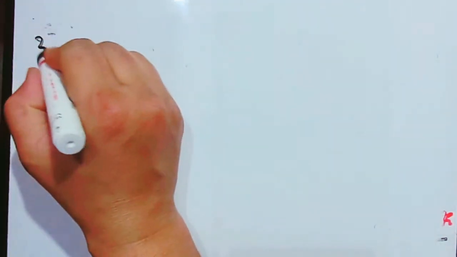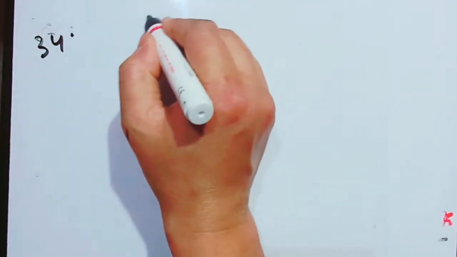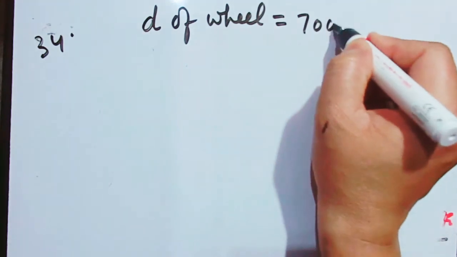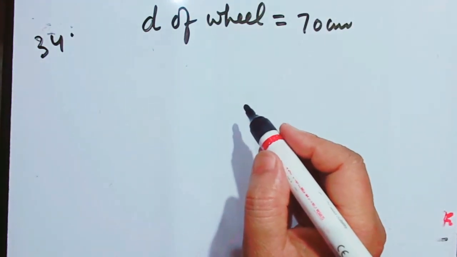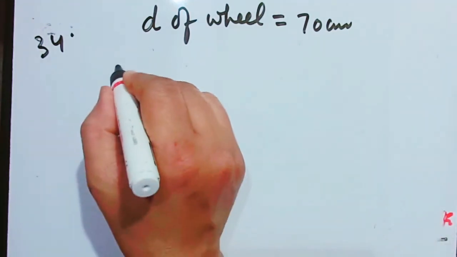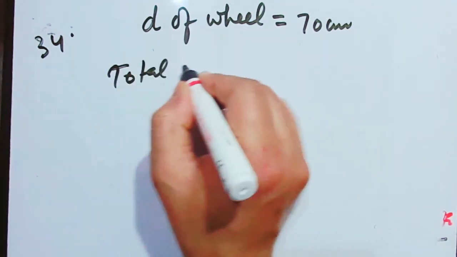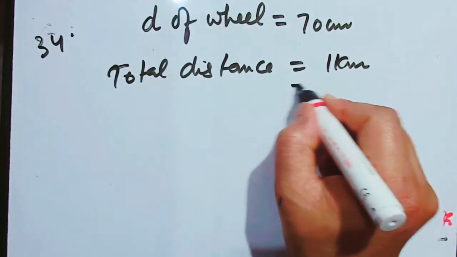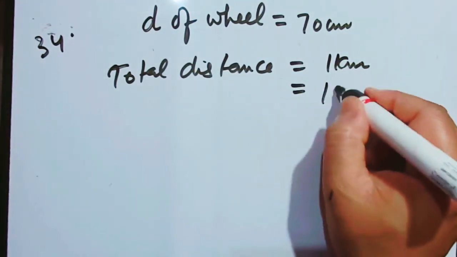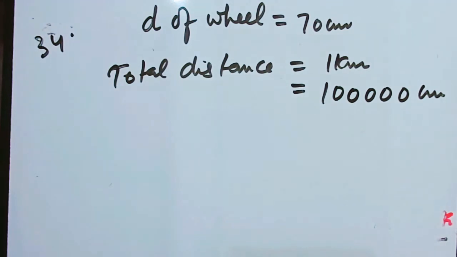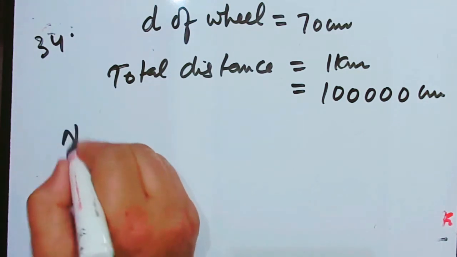So here in 34 it says the diameter of a wheel is 70 centimeter. Diameter of a wheel is equal to 70 centimeter. Fine. How many revolutions will it make to travel 1 kilometer? So total distance given is equal to 1 kilometer. And this 1 kilometer is equal to, right now I taught you, 1 lakh centimeter, that is 1, 2, 3, 4, 5 zeros. I showed you how it came.